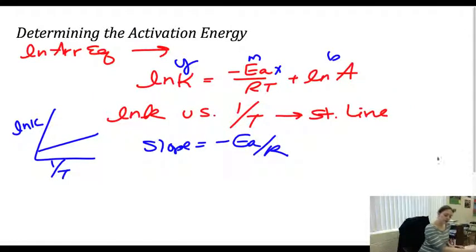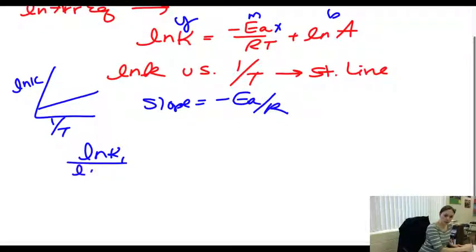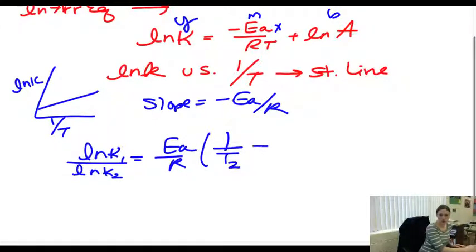Now, if you were to have different rate constants at different temperatures, if that was the information they gave you with a bunch of rate constants, there's also an equation to help you figure that out. It is the natural log of K1 compared to K2, the other rate constant, equals EA over R times 1 over T2 minus 1 over T1. These are not things you really have to memorize. They should be given to you. So the last thing we're going to look at is a practice problem.